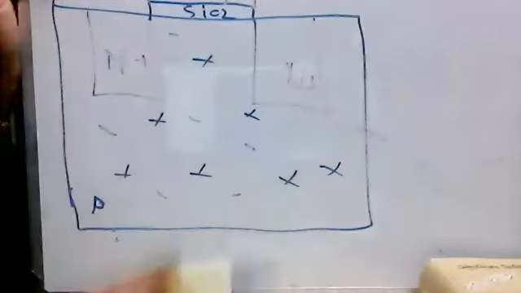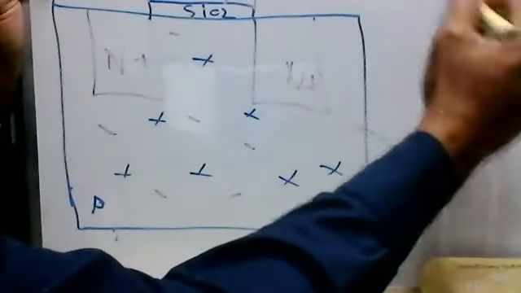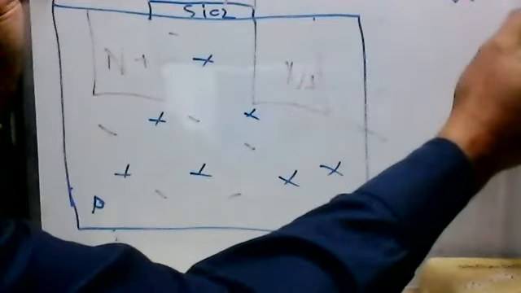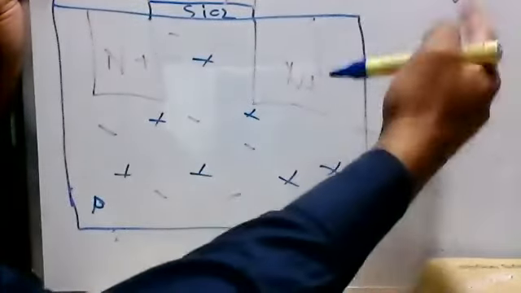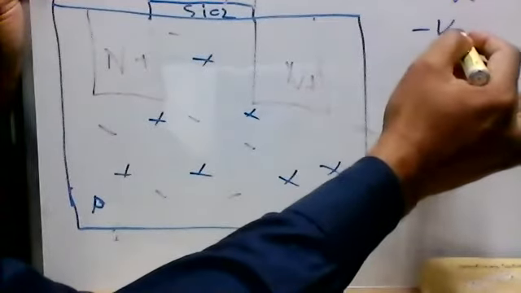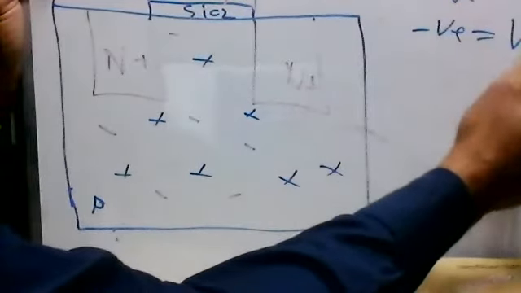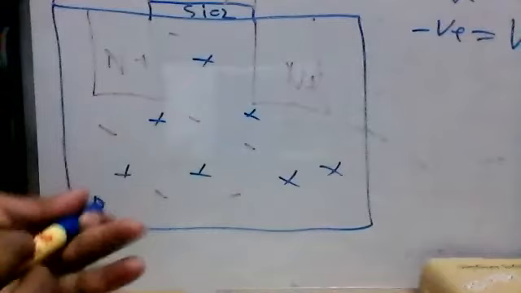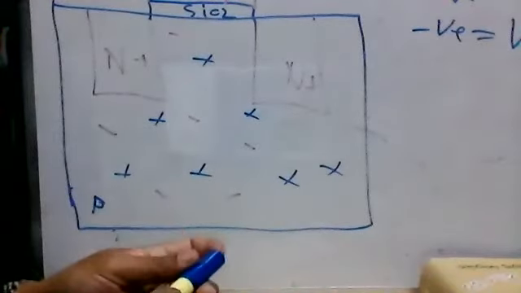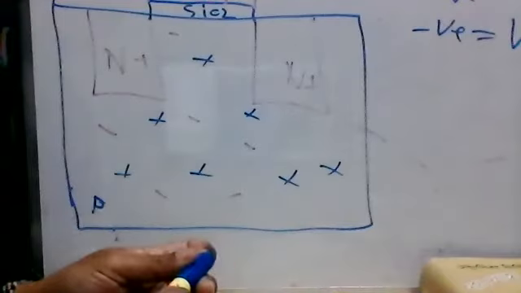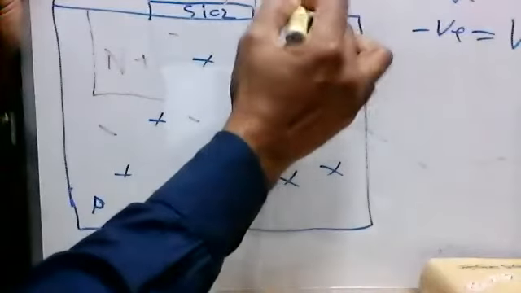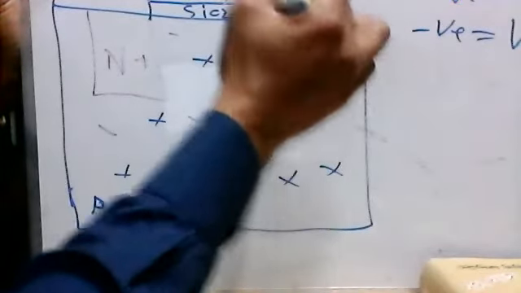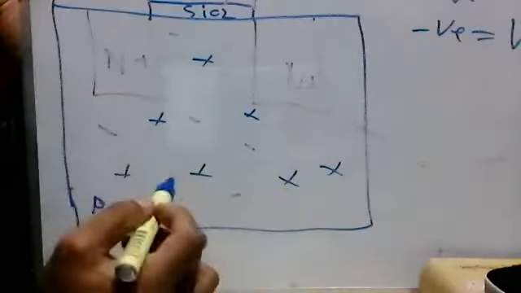in VLSI class, the positive voltage we call VDD. Why the name VDD? I will explain later. And the negative voltage we call VSS, not ground. Negative voltage is considered VSS, and positive voltage is considered VDD. So we apply a positive voltage here, VDD. If we apply a positive voltage, what will happen?